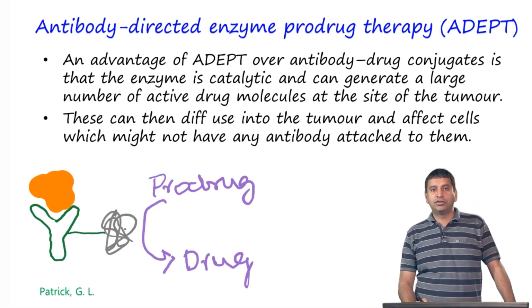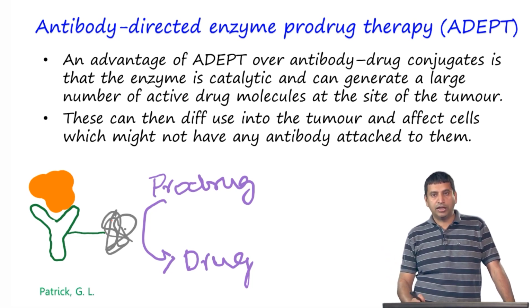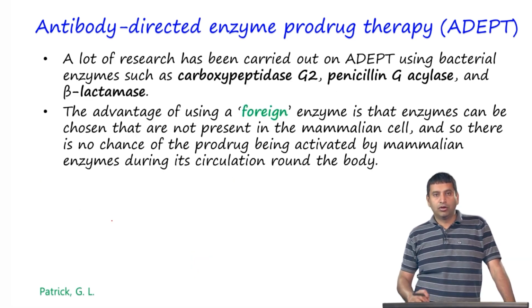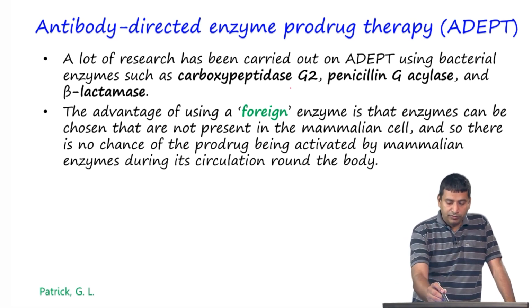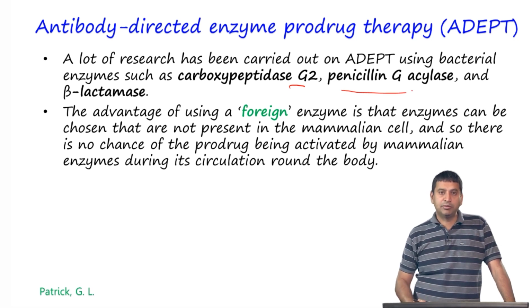The advantage of this methodology is that it can generate a large number of active drug molecules at the tumor site, and these can diffuse and interact with the tumor and hopefully kill it. Therefore, the amount of active drug in the bloodstream goes down, and the amount that distributes across the body also goes down. A lot of research has been carried out on ADEPT, and a number of bacterial enzymes have been identified. The example we looked at is carboxypeptidase, but you can also have penicillin G acylase and beta lactamase.